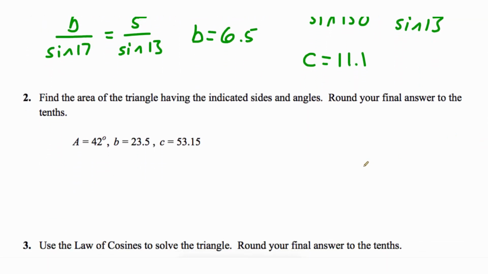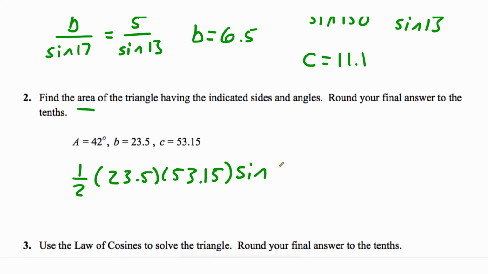Take a look at problem number 2. This one is an area problem. So we're given an angle and two sides. So what we're going to do is we're going to use the formula that says in order to find the area of a triangle, we can do 1/2 times the length of the two sides, so 23.5 and 53.15, times the sine of the angle between them. So this is our 42-degree angle. And when we type all of that into our calculator, rounding to 1 decimal place, we get about 417.9 units squared.